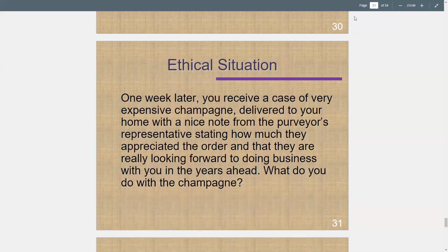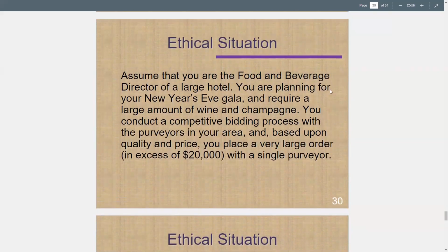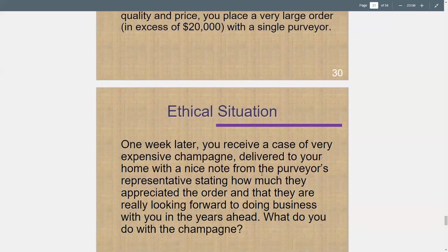You were doing this for your employer. You were doing this in your role as food and beverage director. And now you're getting a goodie, a kickback, so to speak, of this very expensive champagne to your home. And the idea might be that while you chose this purveyor this time because maybe he offered the best services at the best price, maybe next time you might think to yourself, well, he didn't come in with the best price or the best services, but he sure gave me some nice champagne.